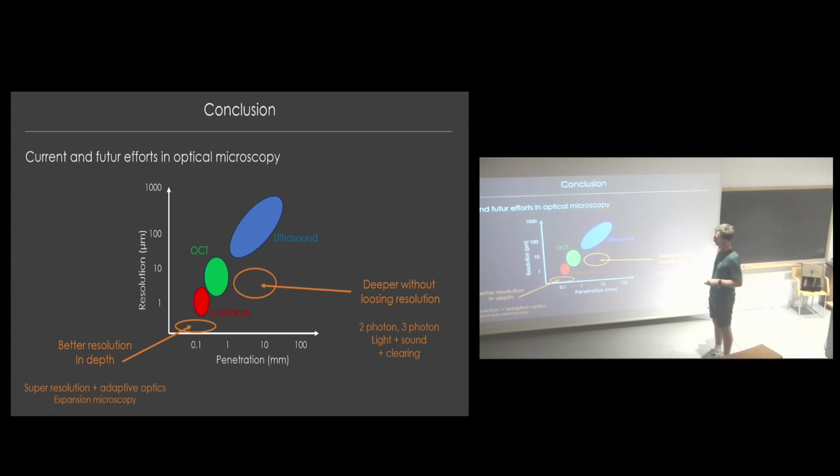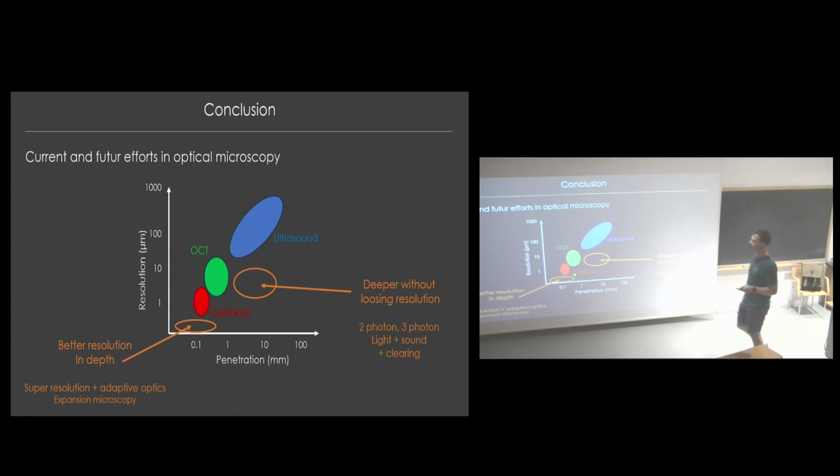So optical microscopy is in this region where we have a resolution initially between 10 and 1 micron, and a penetration depth which is at best 1 millimeter. But recent efforts are pushing towards deeper imaging without losing the resolution. So this is mostly 2-photon microscopy, 3-photon microscopy. I did not talk about it because there will be a talk on it, but you can couple light with sound. You can also do some clearing to image deeper, but this works only for dead samples. Basically, you remove all the proteins from your sample, and then it's transparent.